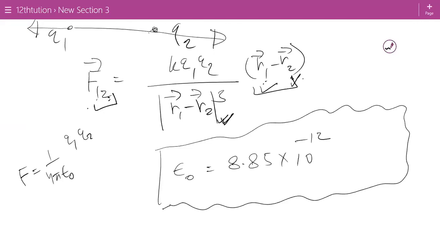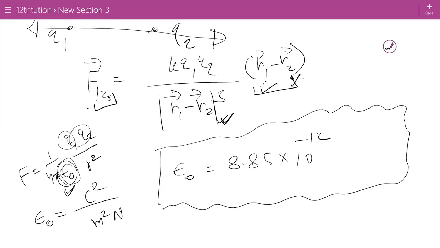Using this formula, we can write the unit of epsilon naught by isolating epsilon naught. So Coulomb becomes Coulomb square divided by meter square Newton. This will go down, so it becomes Coulomb square divided by Newton meter square.